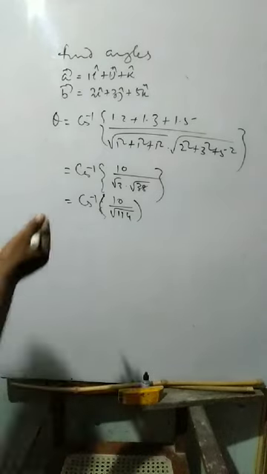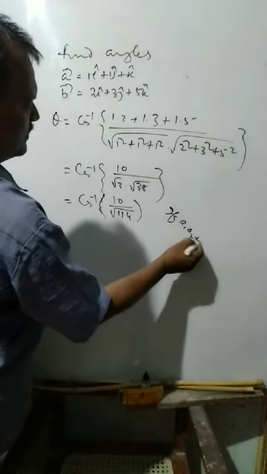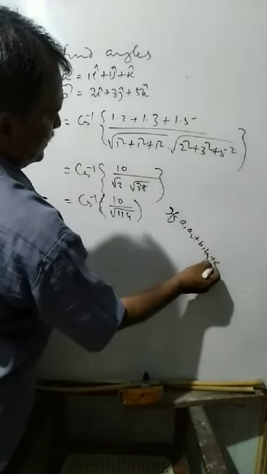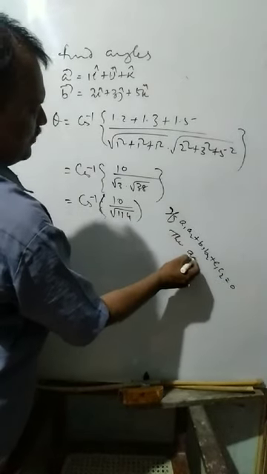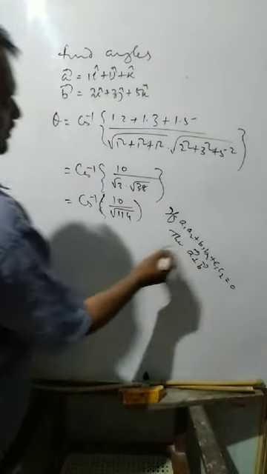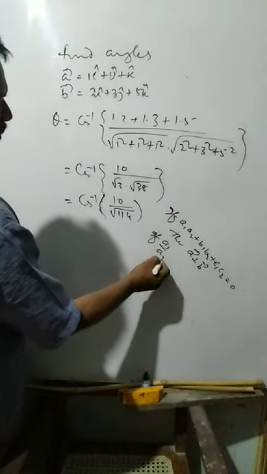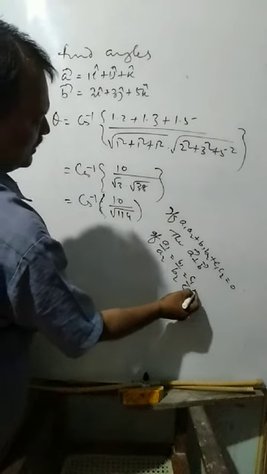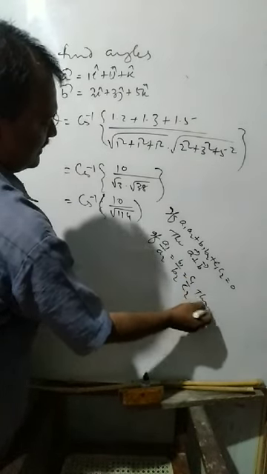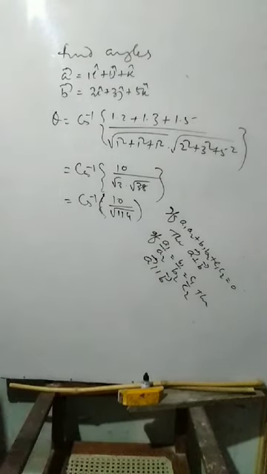Now look, if a1 a2 plus b1 b2 plus c1 c2 is equal to 0, then vector a is perpendicular to vector b. If a1 by a2 is equal to b1 by b2 is equal to c1 by c2, then a is parallel to b. Two vectors are parallel to each other.